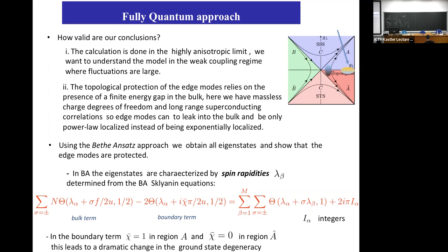So what I will show is that here I have the bulk term and I have the boundary term. And I will show that the boundary term has this integer chi, which can be one or minus one, and it leads to a dramatic change in the ground state configuration.